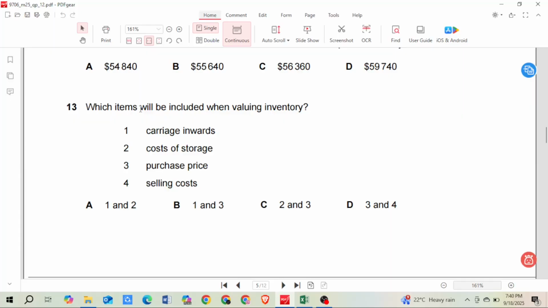Question number 13. Which item will be included when valuing inventory? Number 1, carriage inward. Number 2, cost of storage. Number 3, purchase price. And number 4, selling cost. To calculate the value of inventory, first one is the purchase price of the inventory. And any direct cost incurred to procure that inventory. Okay, for example, carriage inward. So carriage inward freight charges would be added to the price of the inventory. So this is my total cost, 1 and 3. So option B. Okay.